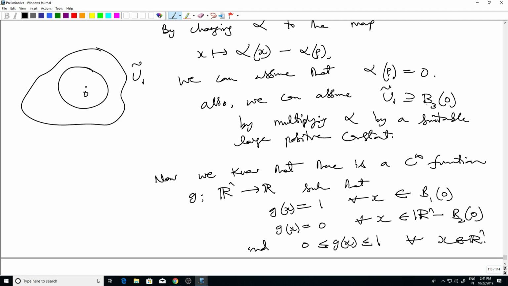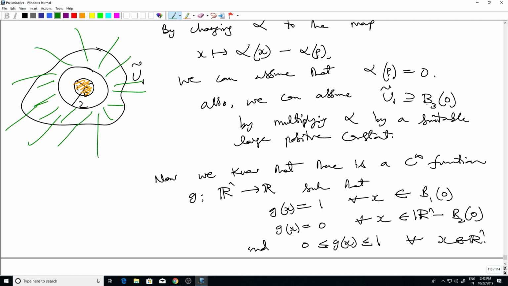So I really don't need the ball of radius 3. I just have to work with the ball of radius 1 and 2. So this is radius 1, and this is radius 2. And my function g is identically 1 inside this smaller ball. Inside this orange ball, the function is 1, and outside everywhere it is 0. So g is 0 here and g is 1 inside. And in the gap between these two balls, it varies between 0 and 1.